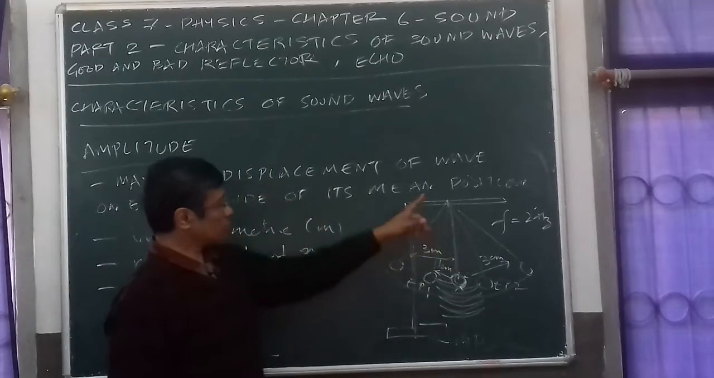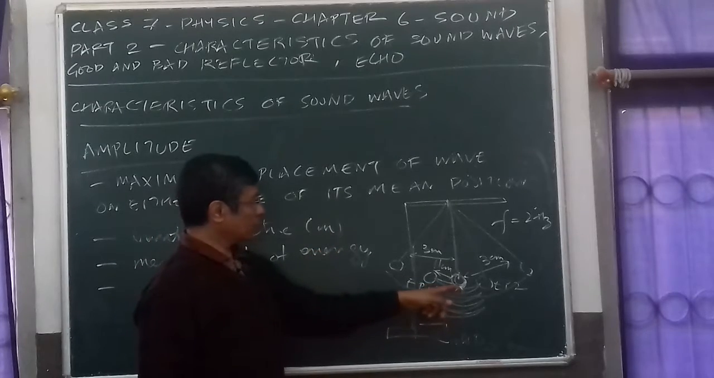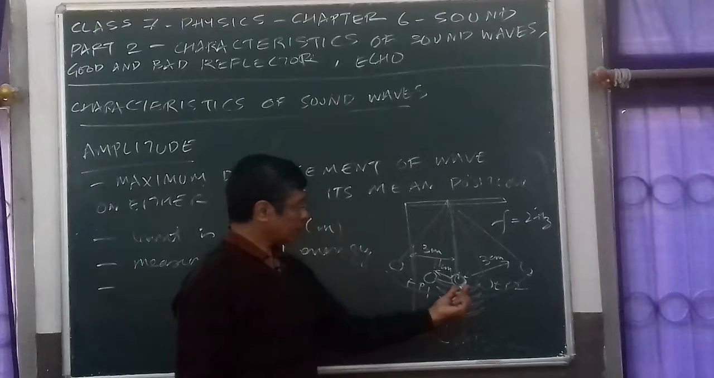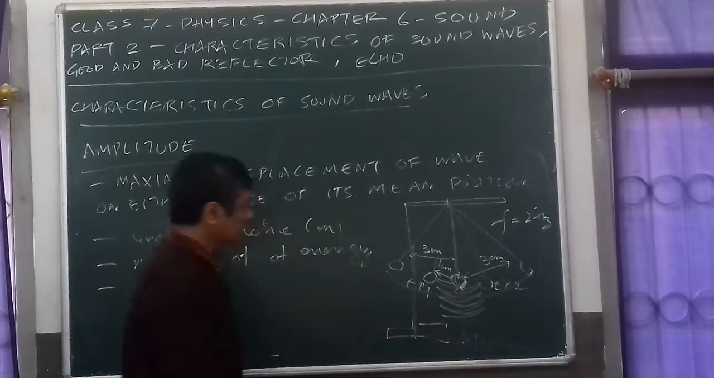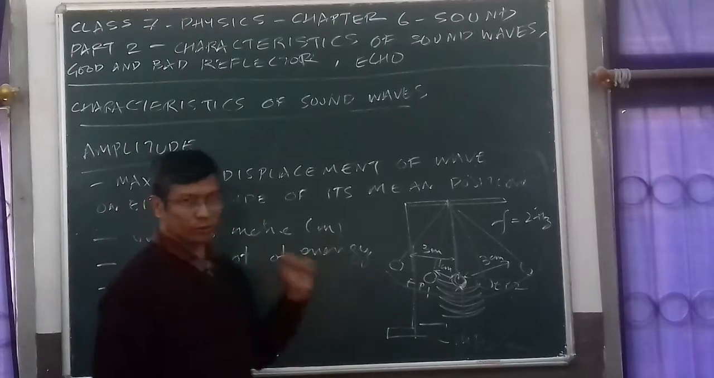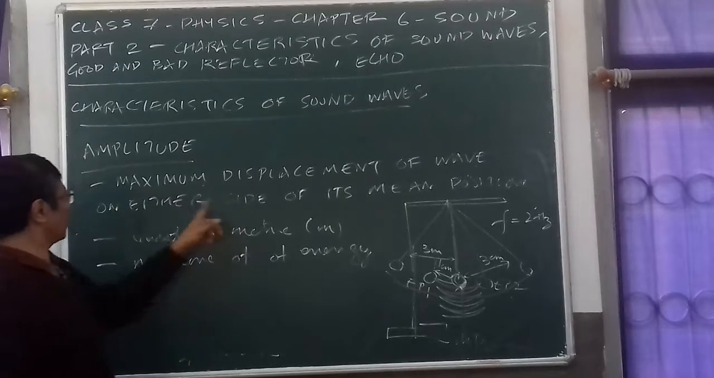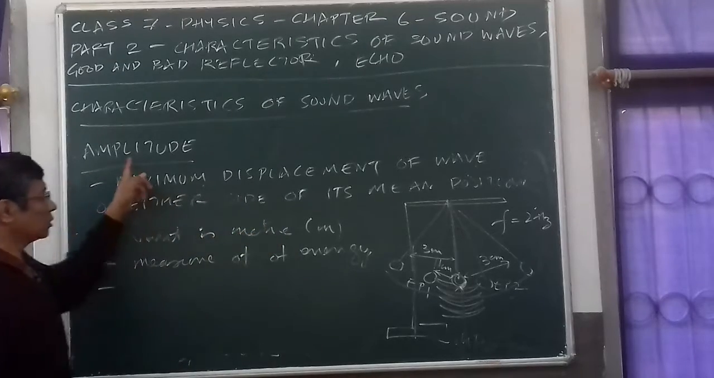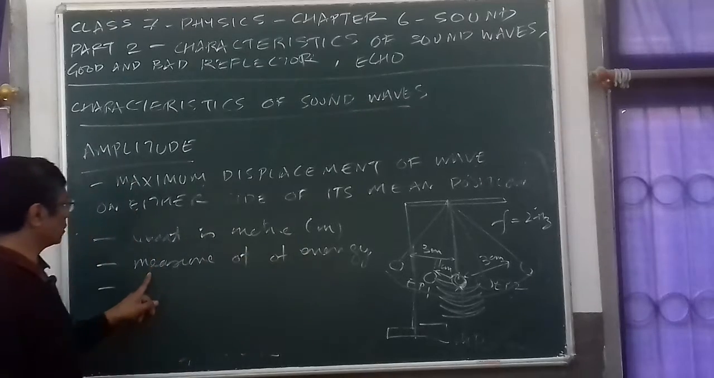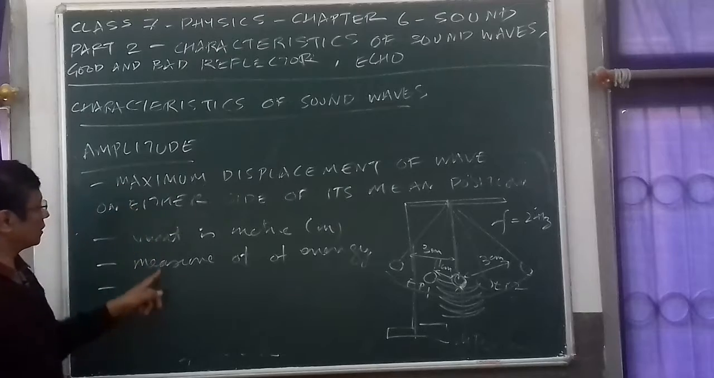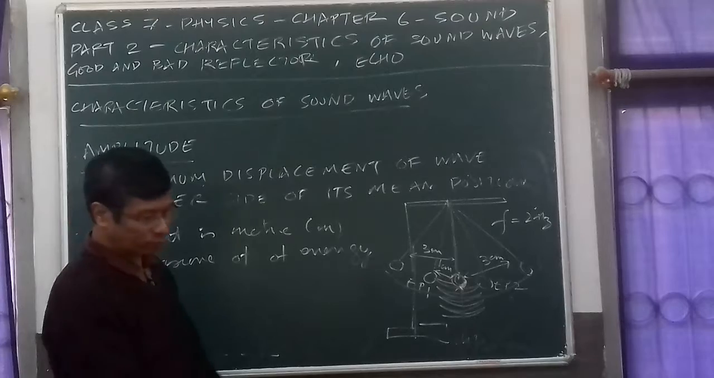So frequency, as you know, depends on the length of the pendulum, and it does not depend on the amplitude. So I can oscillate this pendulum with a small amplitude or with a larger amplitude, and it will vibrate with the same frequency. So once again, the maximum displacement of the wave from either side of its mean position is called the amplitude. The unit is meters, and amplitude is basically a measure of the energy of the pendulum or the energy of the wave.